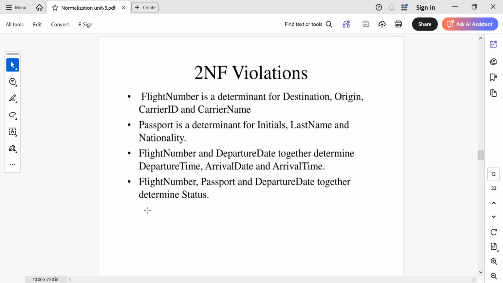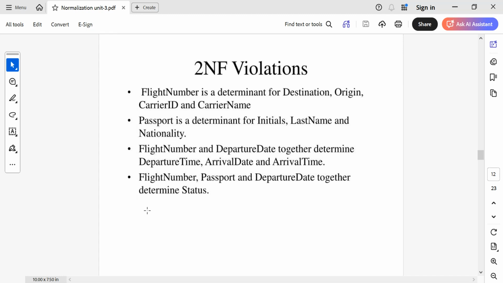Passport is a determinant for initials, last name, and nationality. So initials, last name, nationality all belong to the passport. Same as flight number together with the status. So these are the second normal form violations, right?